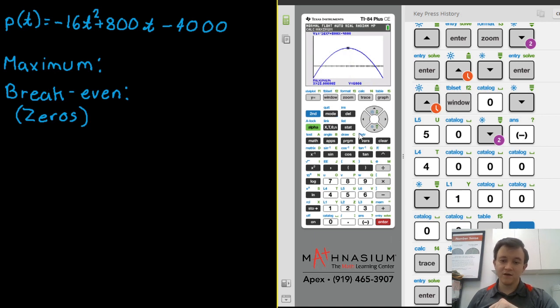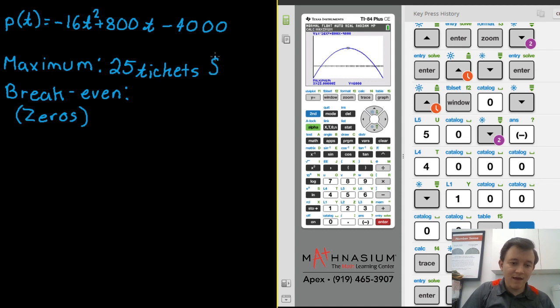Sounds pretty good. So we're going to click enter again, and it gives us a maximum at 25 point a bunch of zeros and a 5. But it also gives us our Y value here of 6,000. Now, as we were going over earlier, X and T are interchangeable in this case. So whenever it says that T is equal to 25, that means that our maximum occurs whenever we sell 25 tickets. And our Y value is how much money we made off of them. So we made $6,000 if we managed to sell 25 tickets.